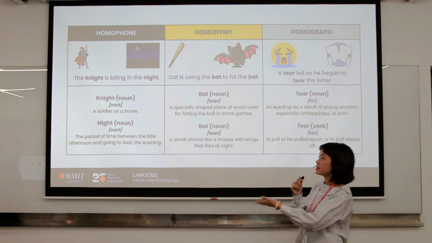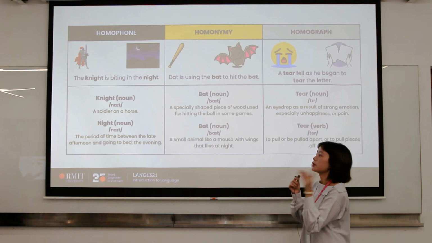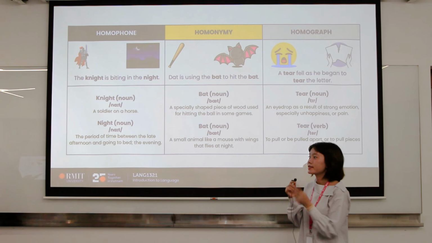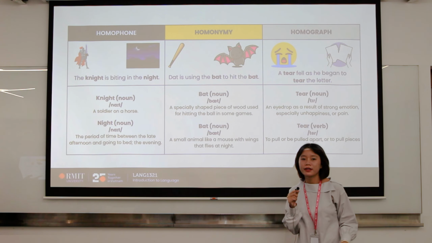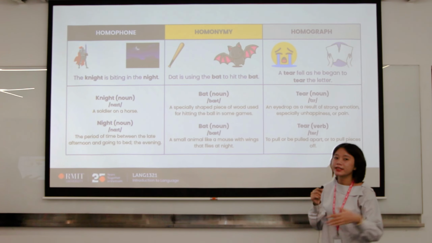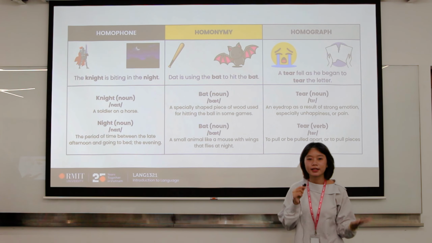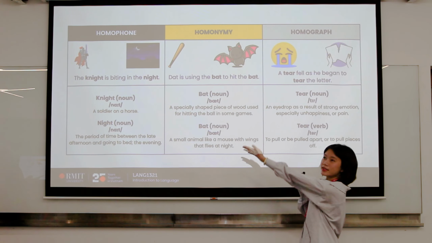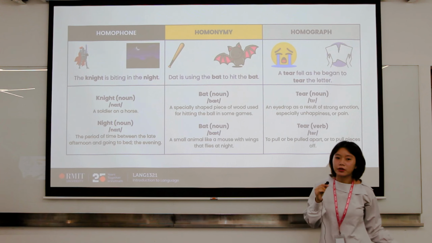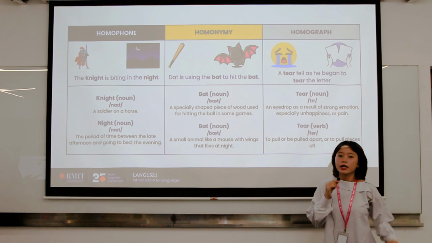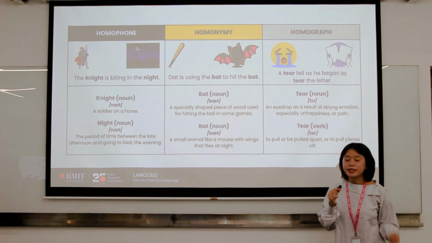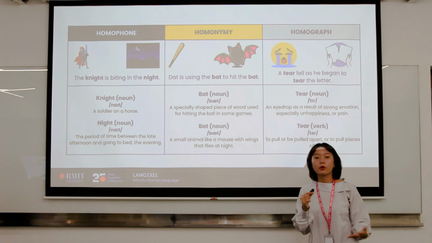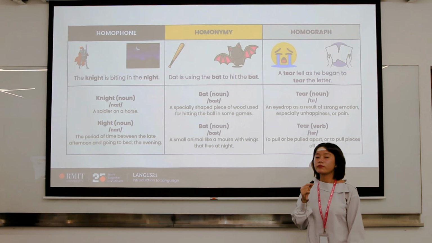Here, for the first sentence, "The knight is biting in the night." The first knight is a soldier on a horse, and the second night is the period of time between the late afternoon and when we go to bed. For the homonym, "using the bat to hit the bat," it's exactly the same word, bat. The first bat is the bat used in sport, and the second bat is the animal. And for the third one, the homograph, "A tear fell as he began to tear the letter." The first tear is in the eye, and the second tear is the verb, when we pull apart the paper.